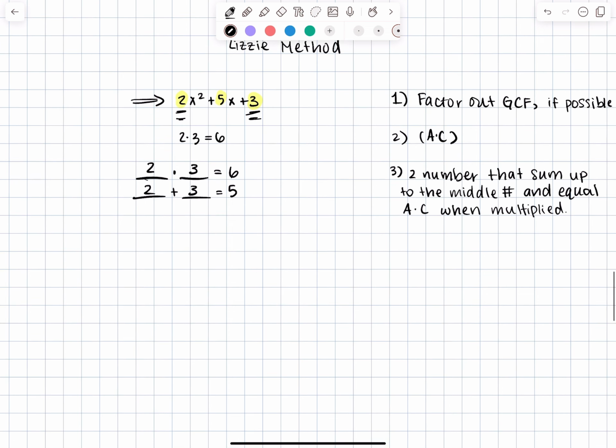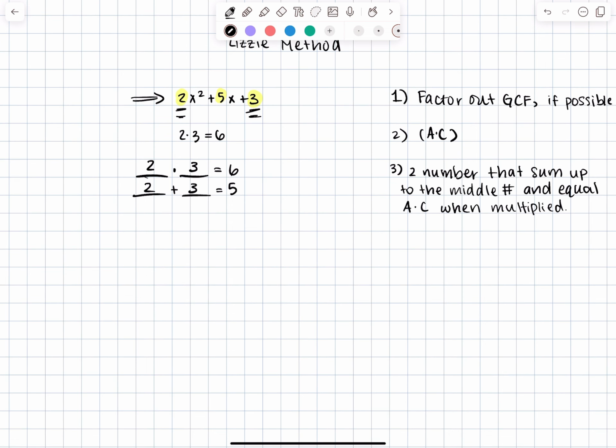Our fourth step is to put the numbers that work into your binomials. So we have x plus 2 and then times x plus 3. So this is our fourth step.